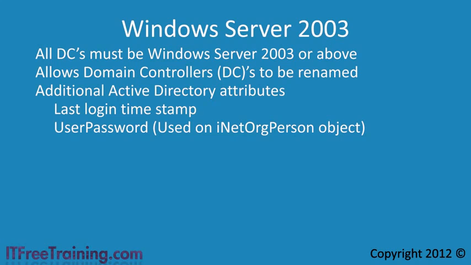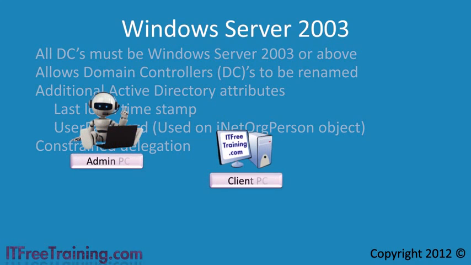The next feature that this domain level offers is constrained delegation. To understand what this does, you first need to understand what delegation is. Consider this example where delegation would come into play. An administrator wants to install an application on a user's computer. They send their username and password to the client's computer, which allows them access.